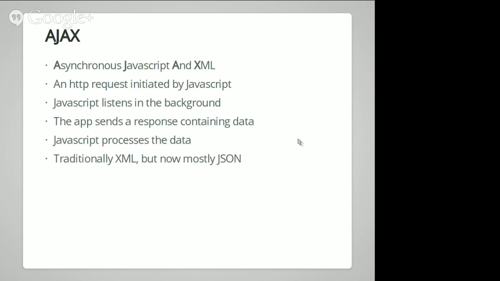The JavaScript then listens for that data to come back in an asynchronous way. It sends off the request. That's the asynchronous part. And when it gets the data, it processes it. Maybe it updates a div on your HTML page, something like that. Traditionally, AJAX, as you can tell from the acronym, used XML. Most of this kind of data is moving to JSON now, which is the JavaScript Object Notation.